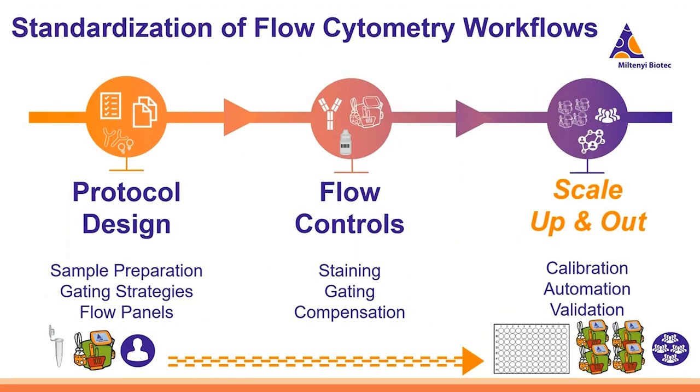We've talked a little bit about protocol design up front and things pre-flow cytometer. We've discussed your flow controls and things that you can run alongside your actual test samples to really ensure standardized results. And now we can talk about scaling up and out: things like calibration of your device, different levels of automation, and validation of your flow assays.